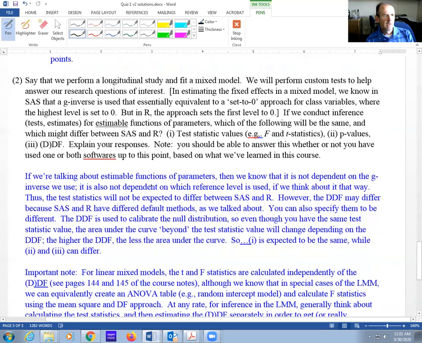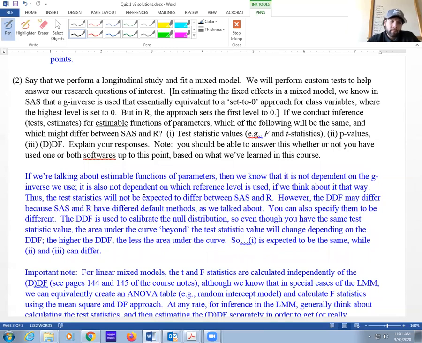Number 2: say we perform a longitudinal study and fit a mixed model, and you're going to perform custom tests. So in estimating fixed effects, we know SAS uses a G-inverse. It doesn't use a set to zero approach. It uses a G-inverse, but it seems like it's the same as a set to zero approach. R, honestly, I don't know if it uses a G-inverse or a set to zero. I'm thinking it actually uses a set to zero approach, because it actually doesn't have a row for it in the estimates.